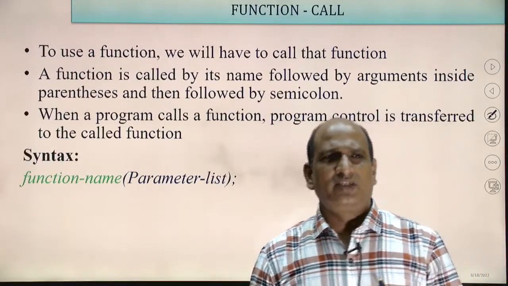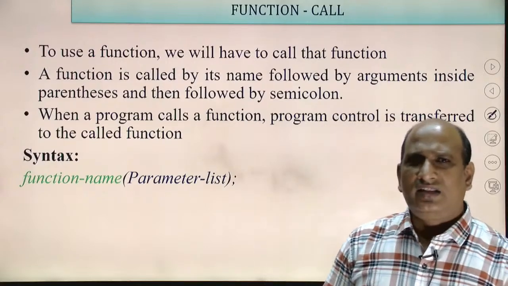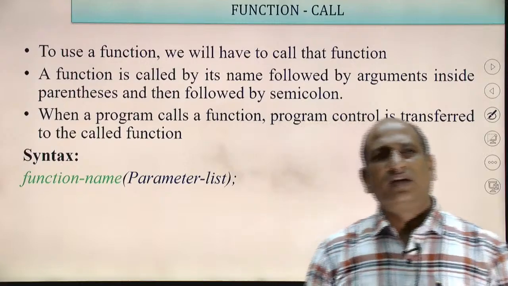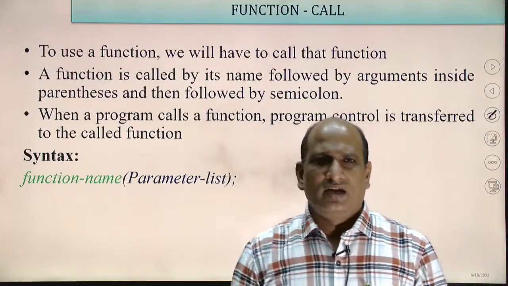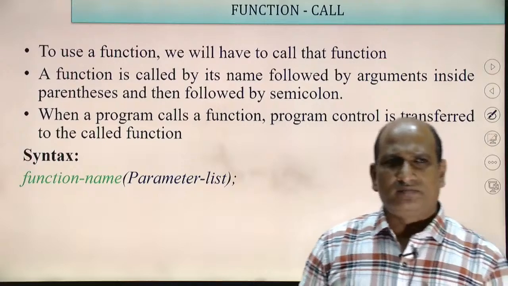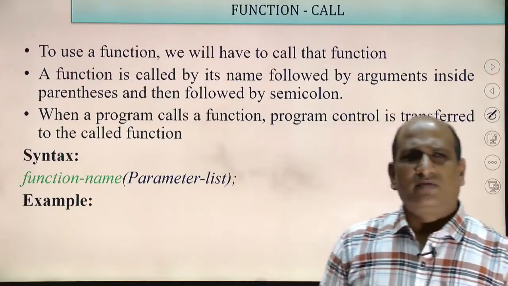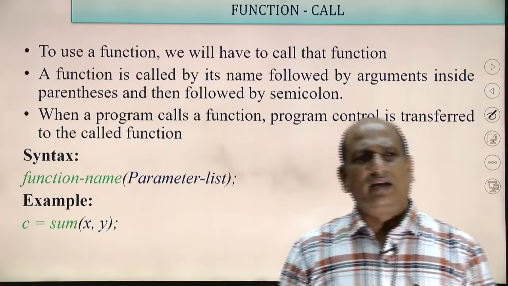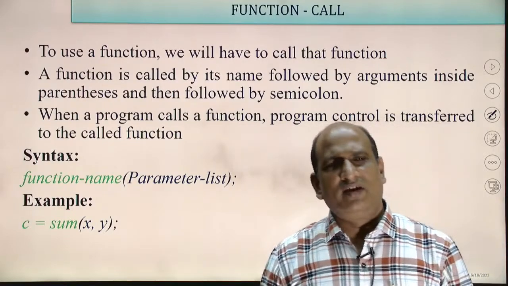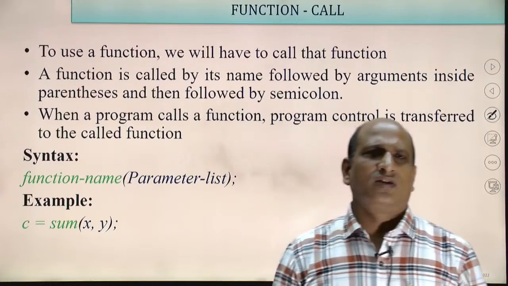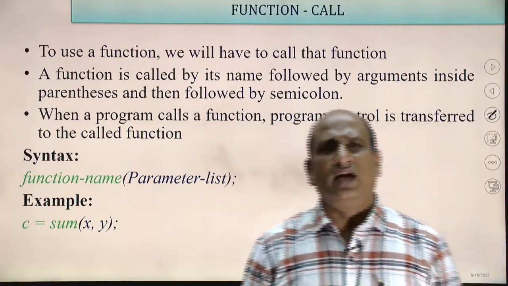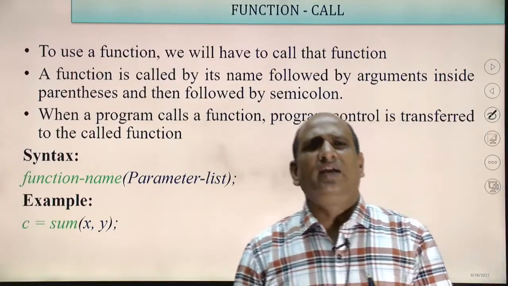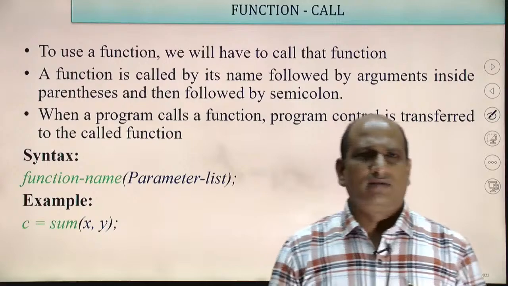We have to specify the name of the function, and then we have to pass the actual parameter on which the function has to perform. Then we will put a semicolon, and this way the function will be called. For example, the sum function may be called like this. We will write sum and pass some x or y variable that has been assigned some value previously, and that will be passed.